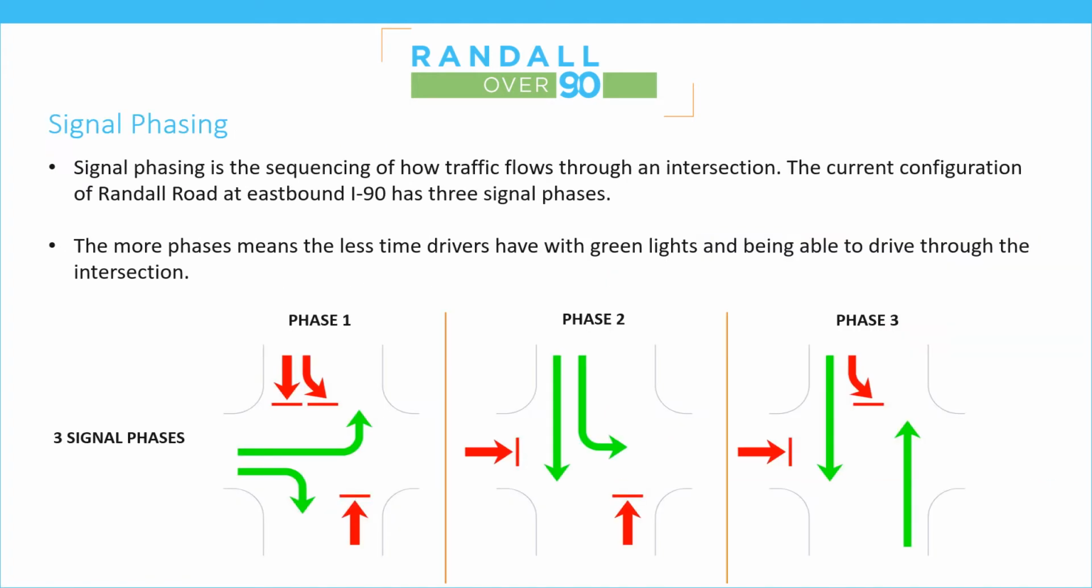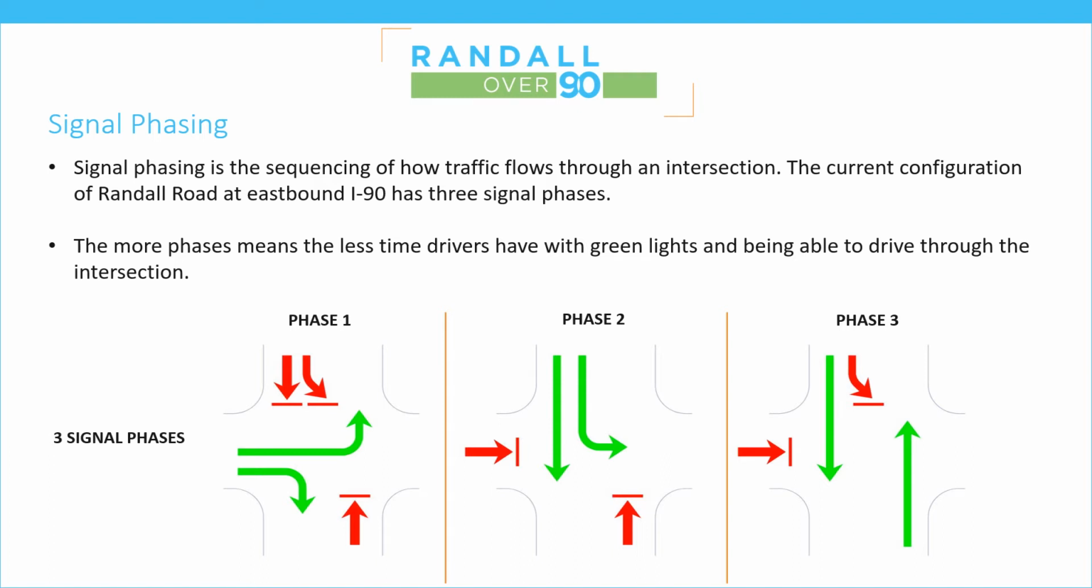One of the keys to improving traffic flow on Randall Road is by making its many traffic signals more efficient. KDOT has done all that can be done to optimize the timing of the signals. At this point, the only ways to make operations more efficient is by reducing the number of traffic signals or reducing the number of phases in key intersections.